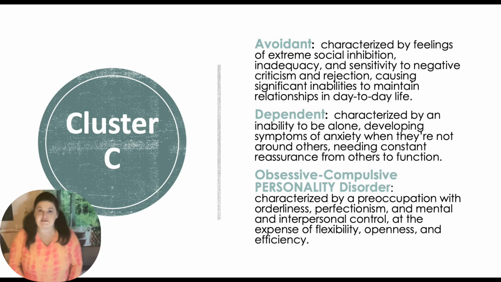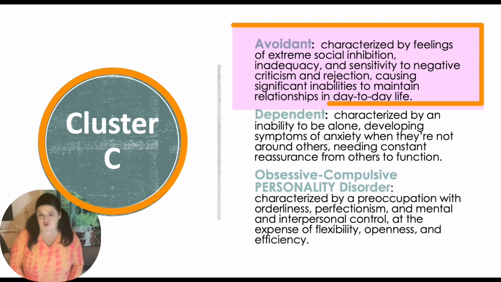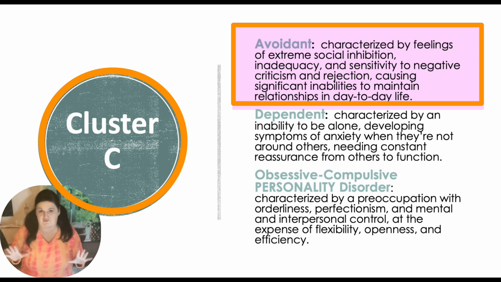Finally, we have cluster C. These are pretty self-explanatory, but you should make sure that you've got the proper terms here. Avoidant, meaning feelings of extreme social inhibition, right? Like not being able to kind of socially interact. You have some inadequacy where you feel completely awkward when you're around people or in social situations. Okay, sensitivity to negative criticism, an inability to be constructively criticized, and having an issue with rejection, right? It causes significant problems in the ability to maintain those day-to-day relationships.